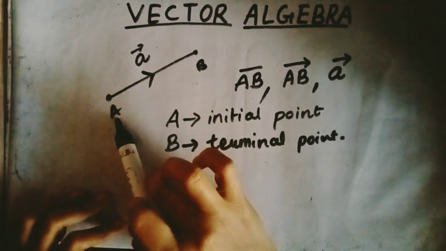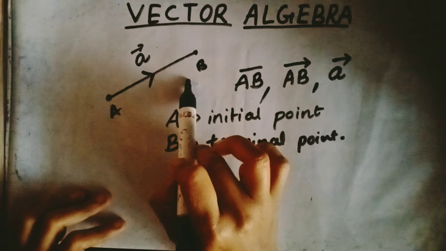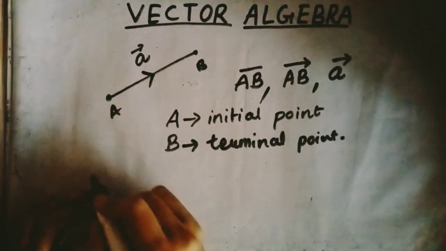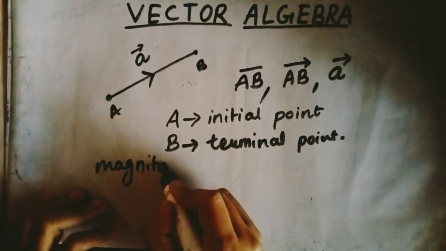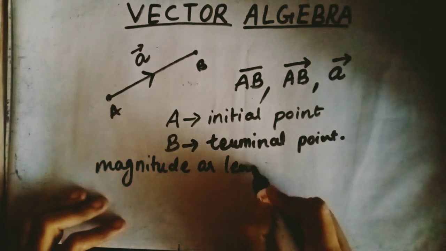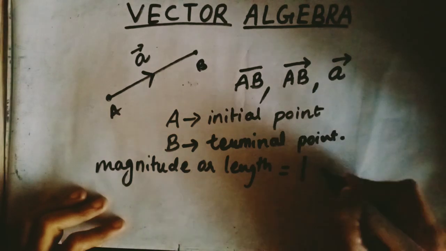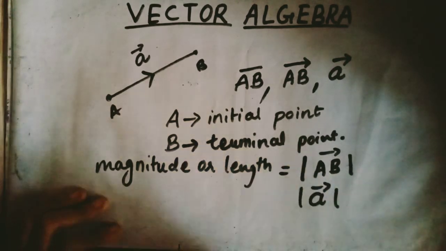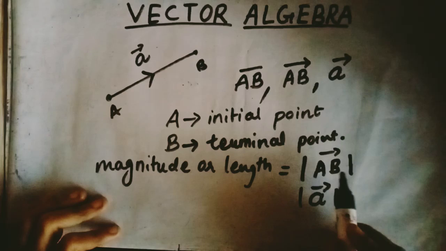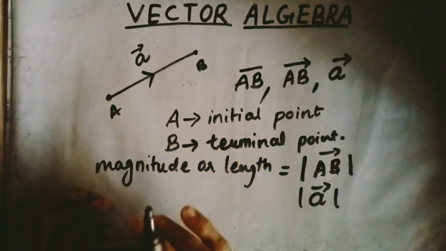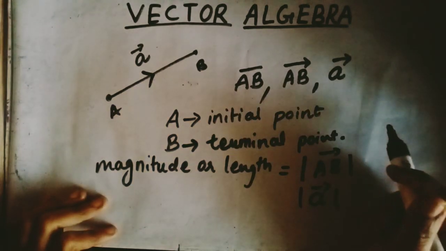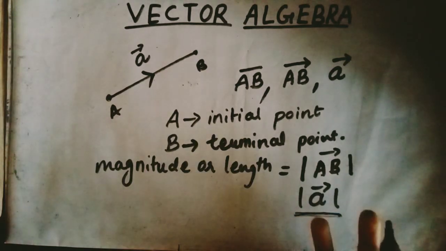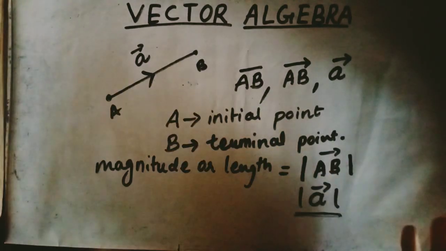Now the distance between A and B, that is from the initial point to the terminal point, is called the magnitude or the length of the vector, and it is denoted by mod of AB or mod of a. The arrow denotes the direction from A to B. This is always positive, that is greater than 0, because 0 means no distance, and this is a distance or length.